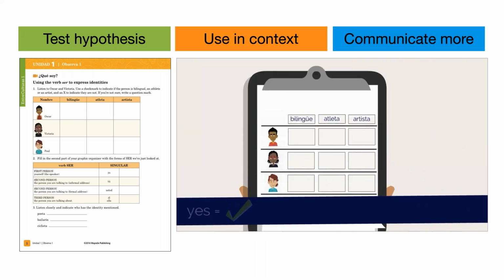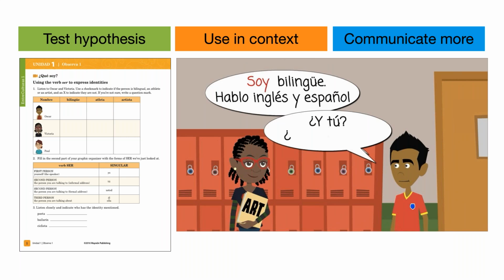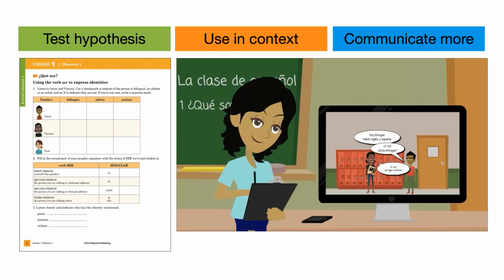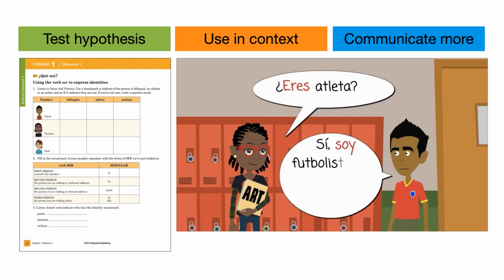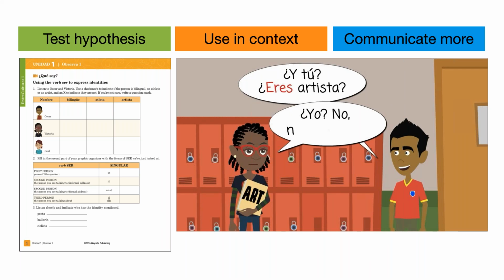Use a check mark to indicate the person is bilingual, an athlete, or an artist, and an X to indicate they are not. If you're not sure, write a question mark. Soy bilingüe. Hablo inglés y español. ¿Y tú, eres bilingüe? Sí, soy bilingüe también. ¿Eres atleta? Sí, soy futbolista. Me gusta jugar fútbol. ¿Y tú, eres artista? Yo no, no soy artista. Paul es artista.